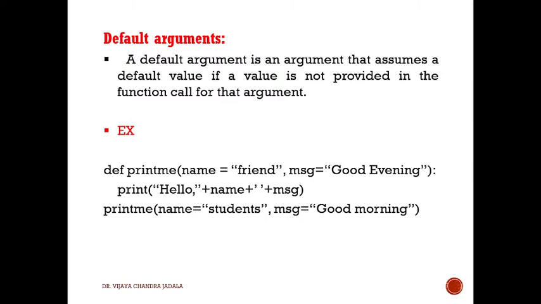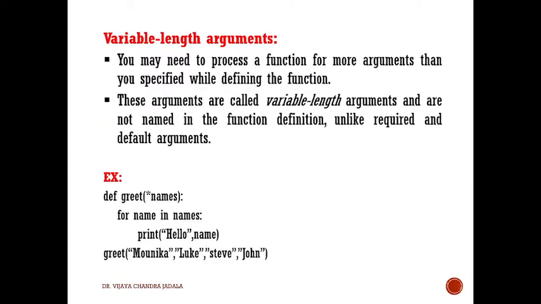Next comes the variable length arguments. You may need to process a function for more arguments than you specified while defining the function. These arguments are called variable length arguments and are not named in the function definition, unlike required and default arguments. So here: def greet(names): for name in names: print hello name, then greet. So this is all about the variable length arguments.